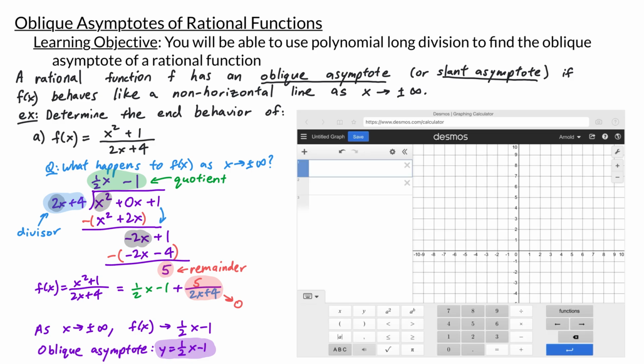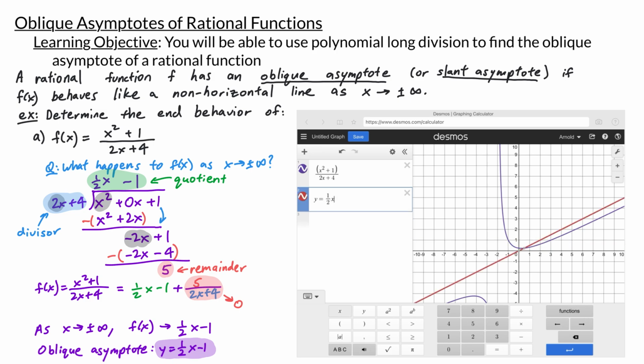So first, let's type in our function. Our function is the fraction x squared plus 1 divided by 2x plus 4. And what we found to be our oblique asymptote was y equals 1/2 times x and then minus 1.